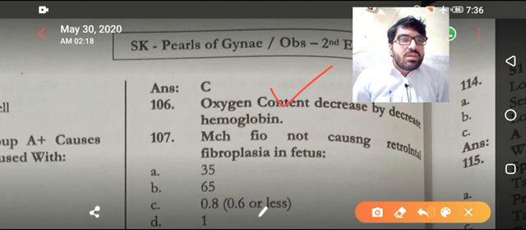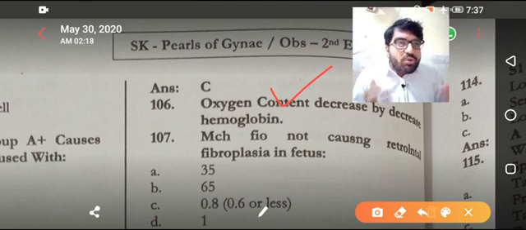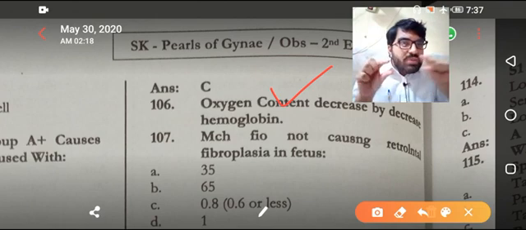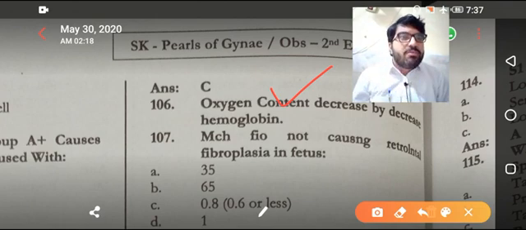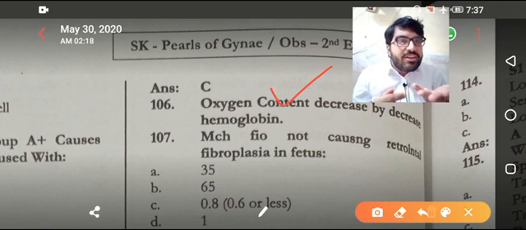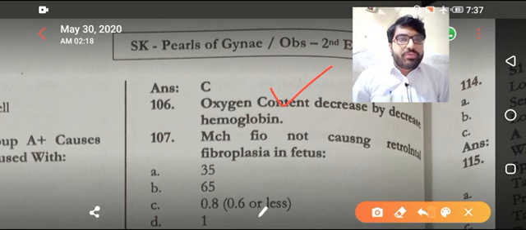Why? Because if the saturation is 97%, it means all the hemoglobin that is coming through the blood vessel is saturated, that is, having oxygen. So if you have an Hb of 8, and all of it is having oxygen, that means 97% saturation. So keep in mind, oxygen content and oxygen saturation are two different things.